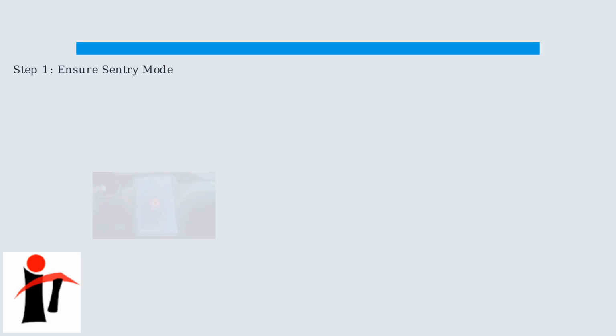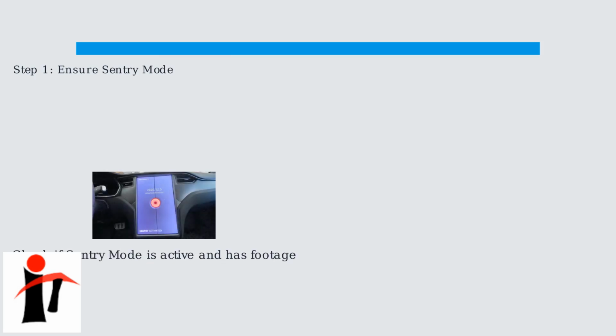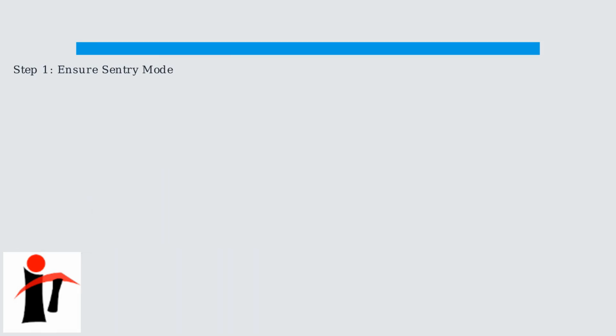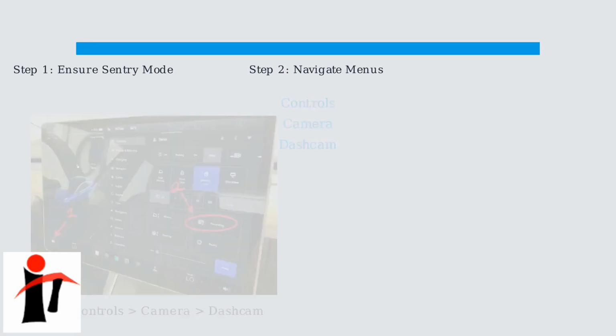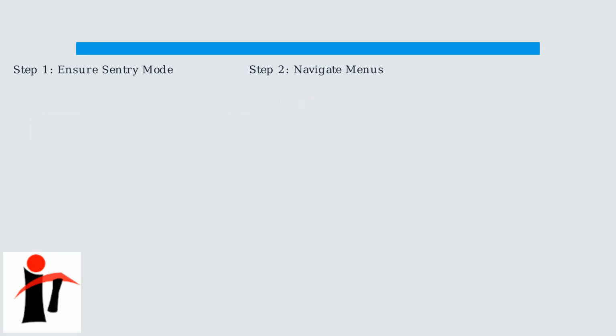First, ensure that Sentry Mode was enabled and has recorded some footage. This mode automatically captures video when motion is detected around your parked Model X. Next, on the center screen, navigate to Controls, then Camera, and finally select Dashcam. This will open the Dashcam viewer where you can browse your recorded clips.